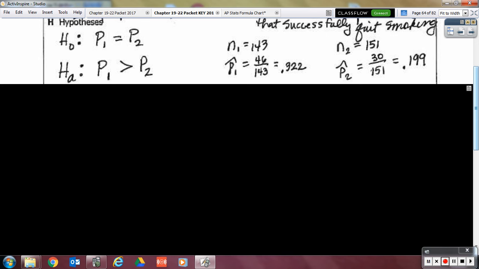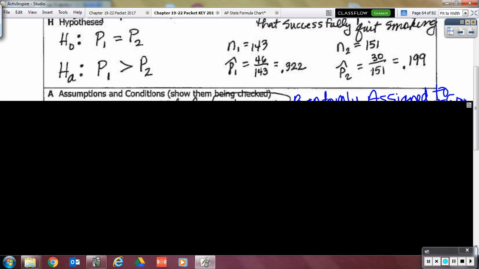All right, let's see. Now what? Our favorite part. Our assumptions and conditions. So here we go. So what is the random one going to be? Aha, this is an experiment. Very good. So it was stated for both groups that they were randomly assigned to the treatment groups. It was stated for both groups that they are randomly assigned.